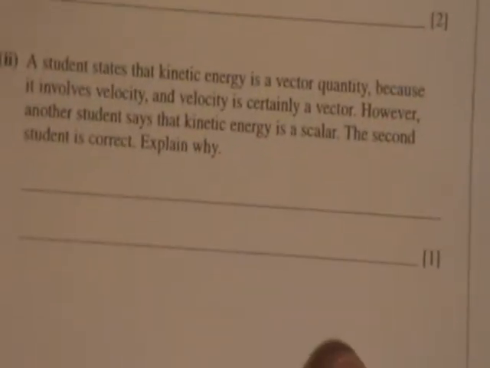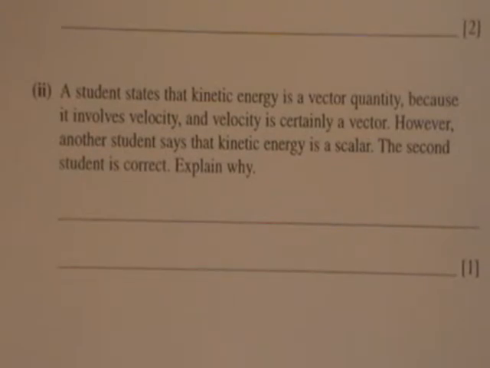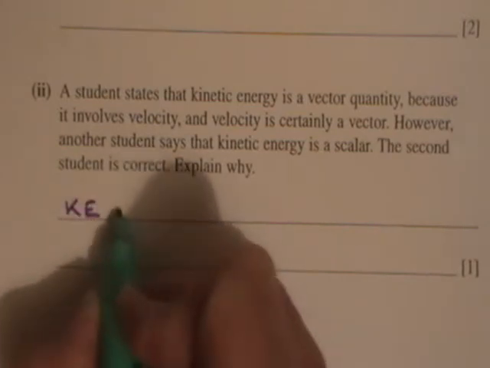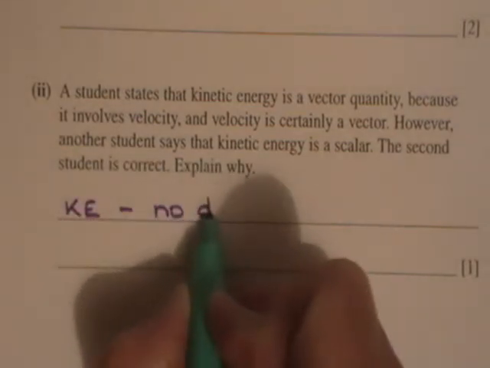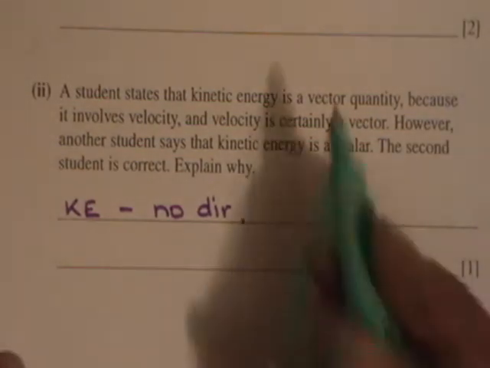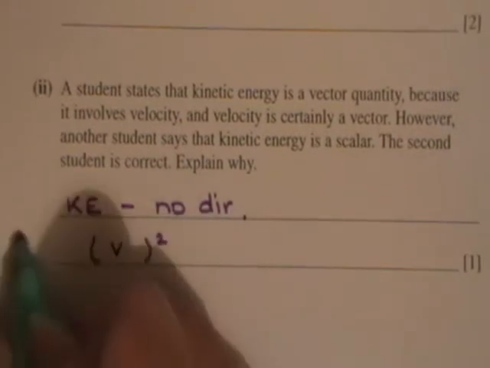A student states that kinetic energy is a vector quantity because it involves velocity, and that velocity is certainly a vector. However, another student says that kinetic energy is a scalar. The second student is correct. Explain why. Well, the answer is that kinetic energy, or any type of energy, has no direction. But they also suggest the thing that I would have asked you to do, in that if you square the v, it's half mv squared.